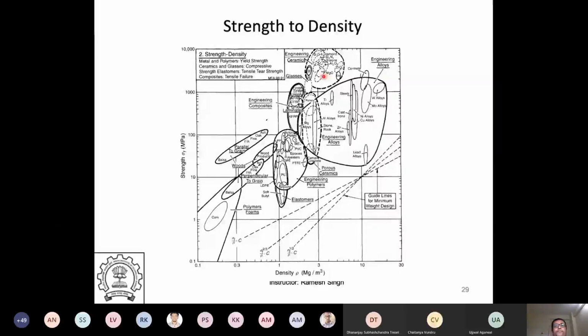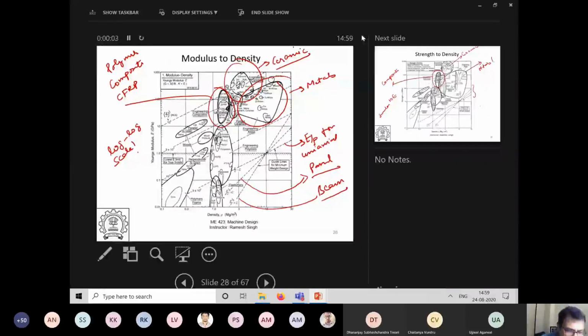Okay, and these are the engineering alloys, if you see. So titanium alloys are right here, very high strength and very low weight. Steels, if you see, they have reasonable amount of weight, and although the strength is there, if I am conscious of weight, I would go with these. So this is what we talked about.